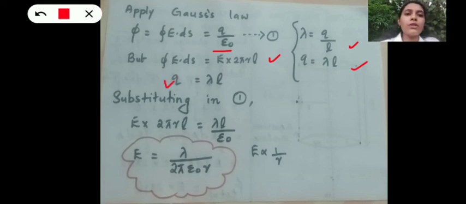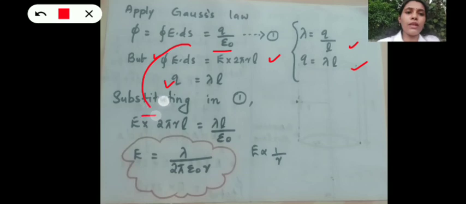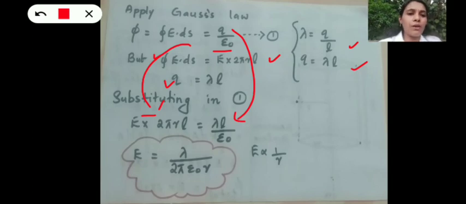Now substitute these two expressions in equation 1. Instead of the integral E dot dS, substitute E into 2 pi RL. So E into 2 pi RL is equal to Q, substitute lambda L, by epsilon naught. And here L and L are like terms, so they will cancel. Then what remains is E into 2 pi R equal to lambda by epsilon naught. Therefore, the electric field E, and our aim is to find the electric field intensity at the point P, is equal to lambda by 2 pi epsilon naught R.